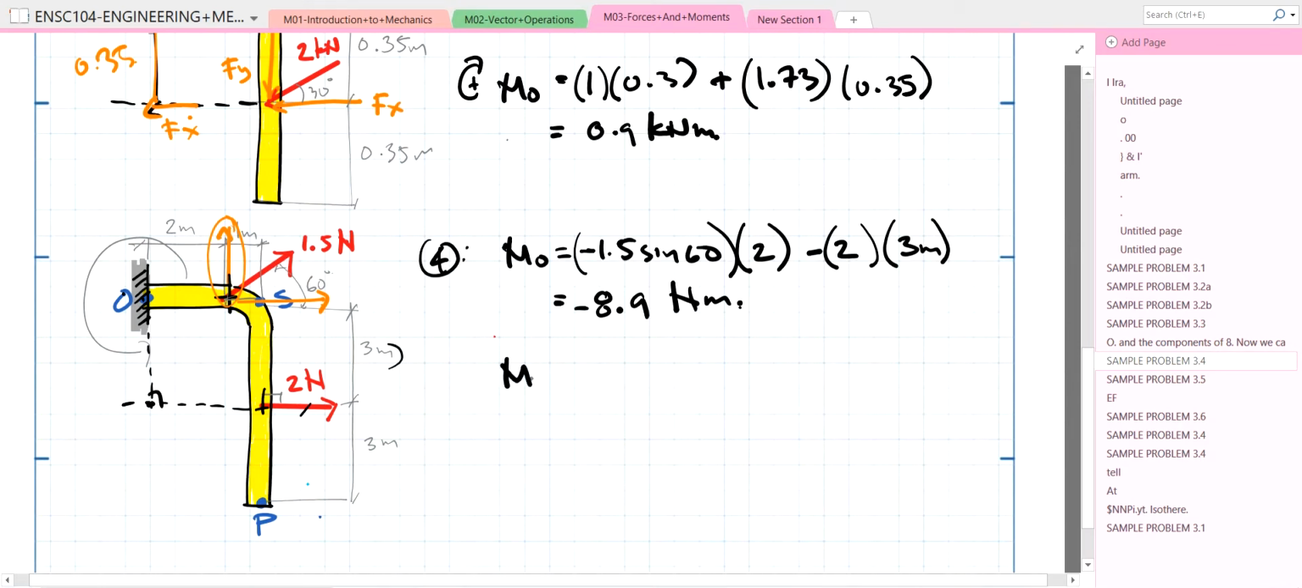Okay, next one, let's try to find the moment at point P. If here's our reference point, let's track the forces. This force will cause a positive, clockwise direction. So that is 2 times the moment arm. What's the perpendicular distance? That's 3. Next is this force component, which will cause a moment at point P because it has a perpendicular distance of 6. And so plus, what's this? That's 1.5 cosine 60 times the moment arm of 6.